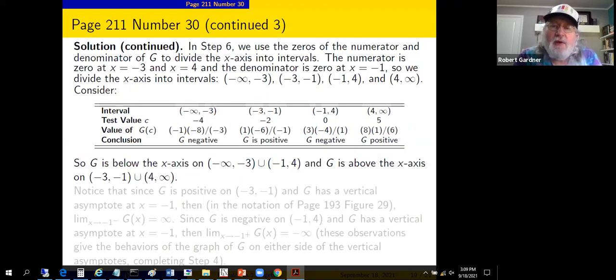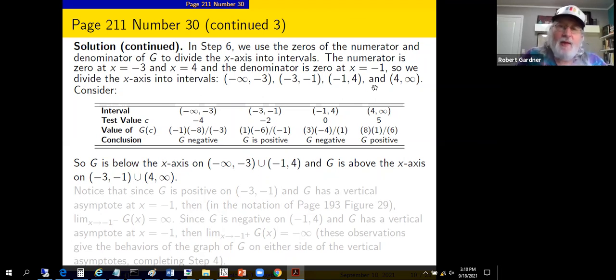Step 6, above or below the x-axis. So this is where we'll do the sign test stuff. We'll take the whole real number line. We'll remove places where the numerator is 0, -3 and 4, and places where the denominator is 0, that was at -1. So we'll take the real number line and remove -3, -1, and 4.